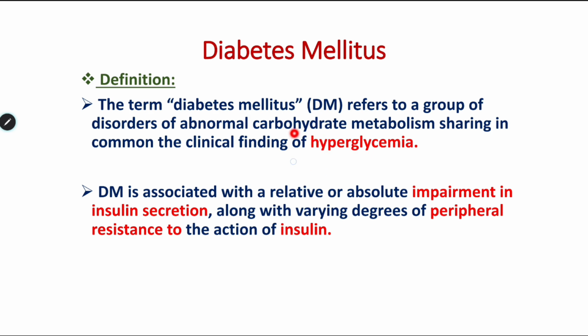Diabetes. So we saw the sources of blood glucose, utilization of blood glucose, hormonal regulation of blood glucose, and now we come to this group of disorders of abnormal carbohydrate metabolism, sharing in common the clinical finding of hyperglycemia, together called diabetes mellitus. Hyperglycemia may be due to relative or absolute impairment in insulin secretion, along with varying degrees of peripheral resistance to the action of insulin.